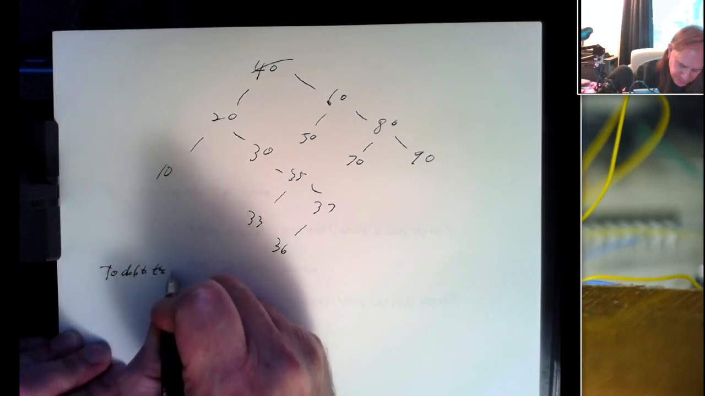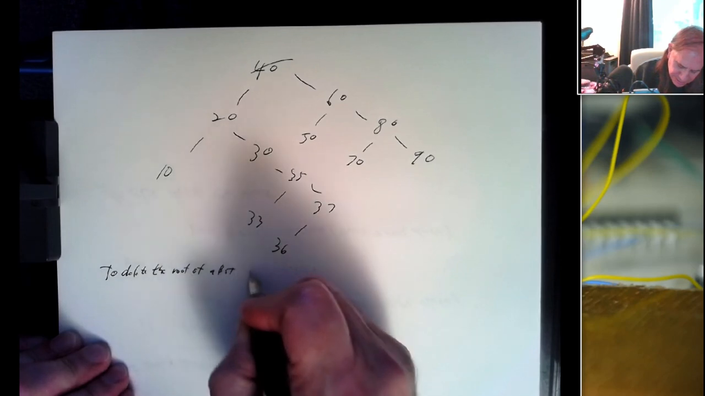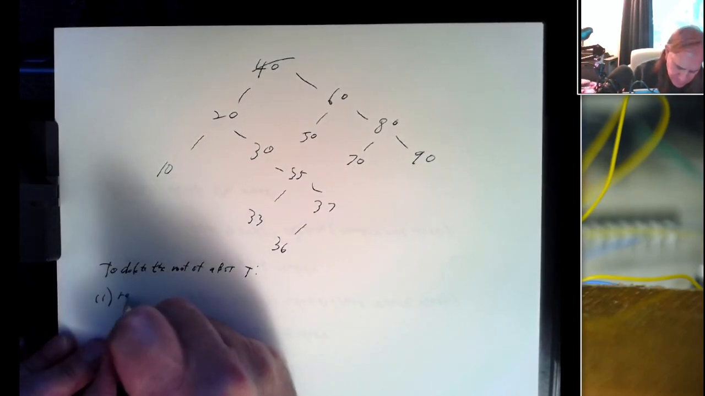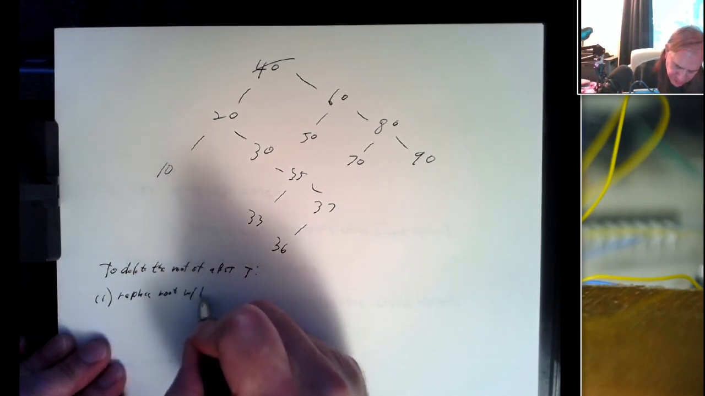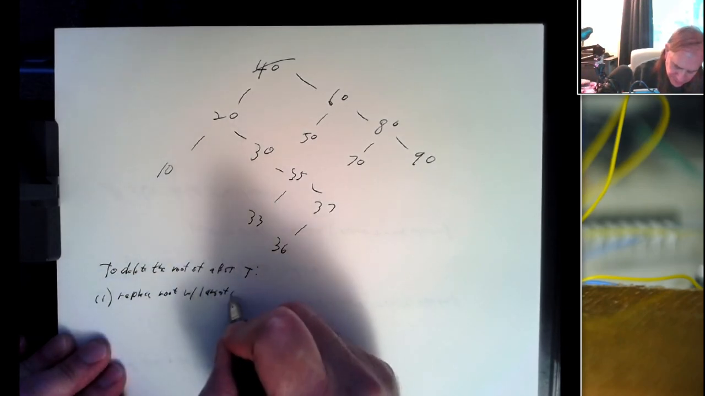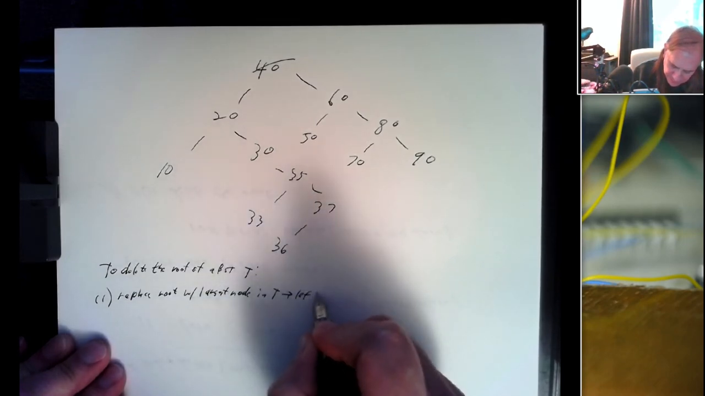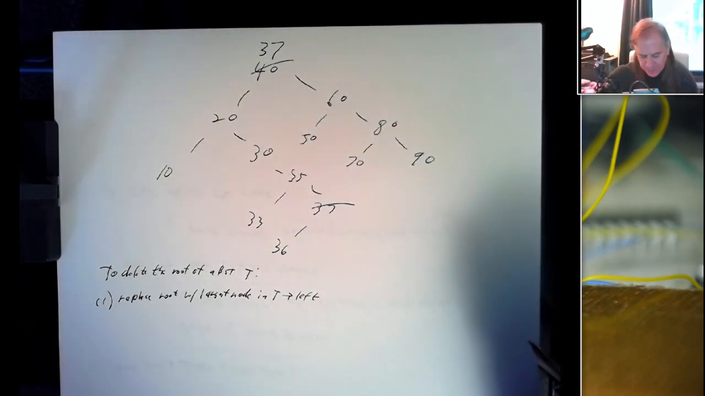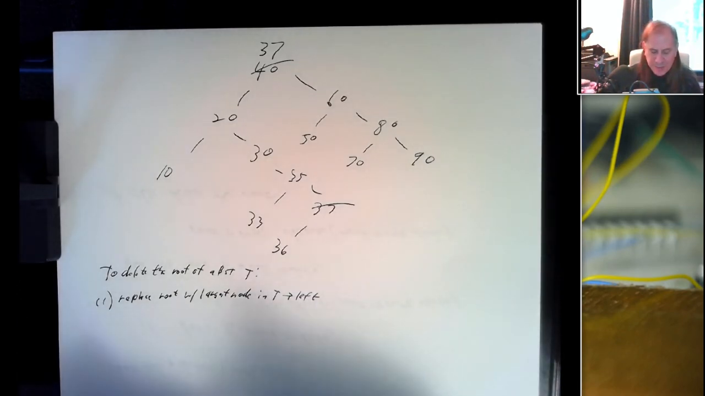So to delete the root of a BST, replace the root with the largest node in the left subtree. So we're going to take this 37, we're going to move that to the root. But we've created a problem.